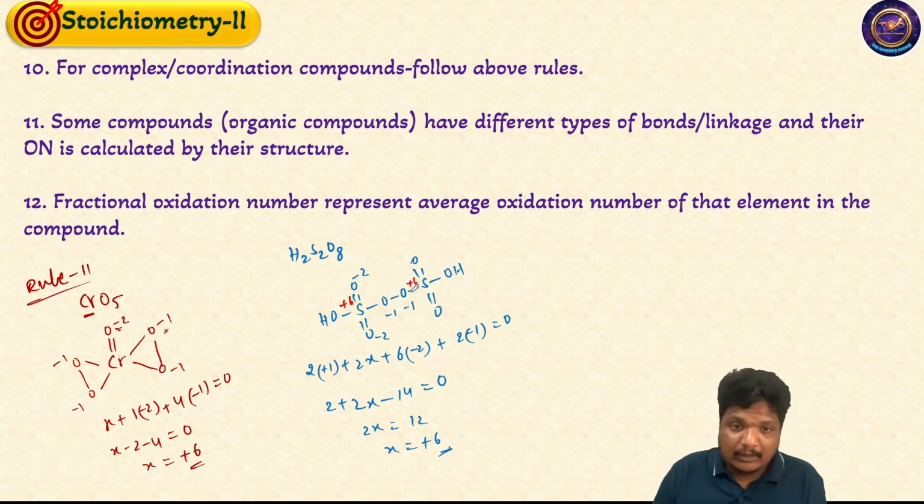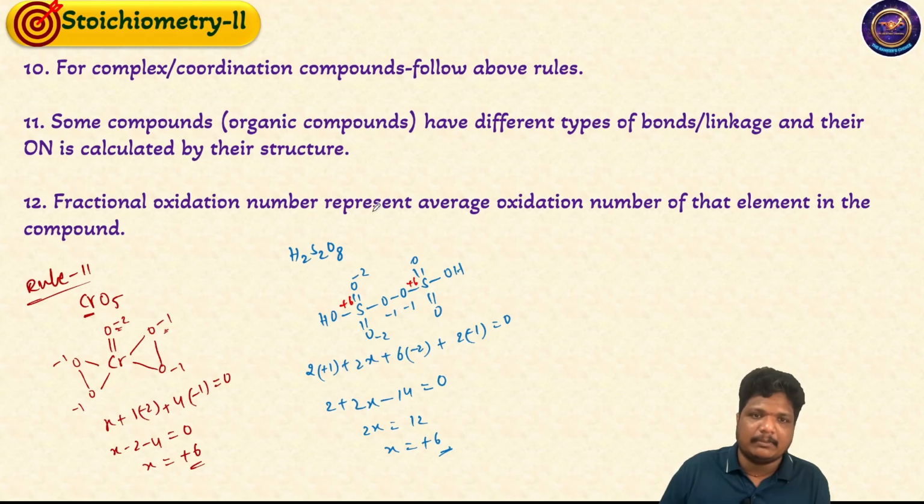Okay, now let us see another rule: the fractional oxidation number represents the average oxidation number of that element in the compound. If you observe the fractional oxidation number, consider Fe3O4.